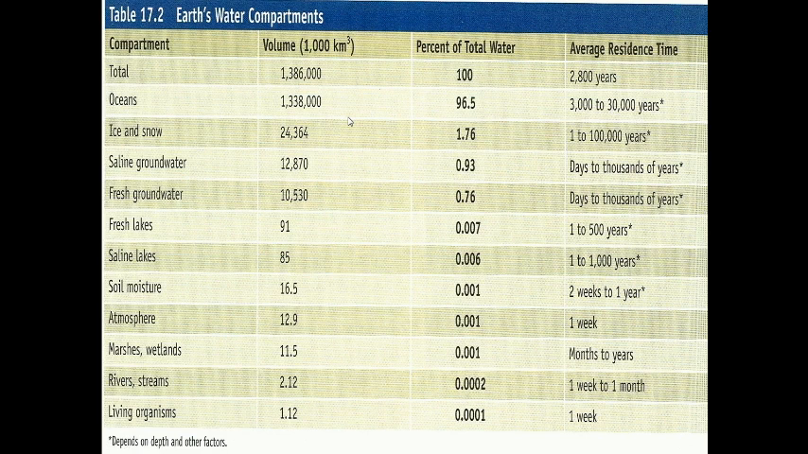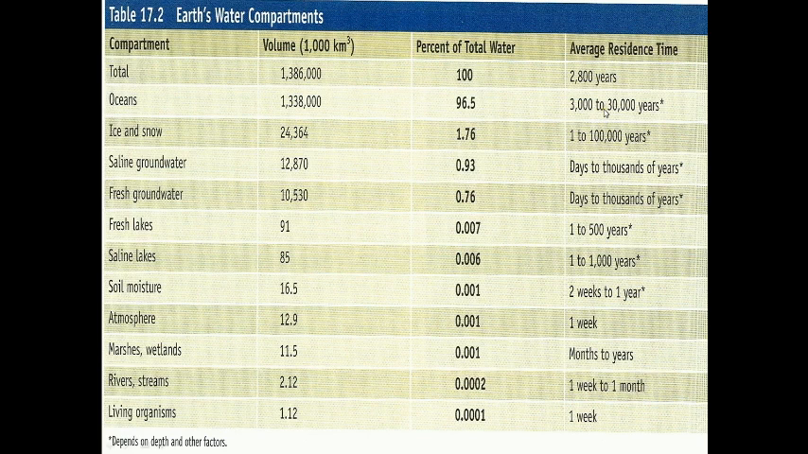The next biggest percentage is ice and snow. So these are our glaciers and permanent snowpacks at 1.76%. Right? We then have salinated groundwater, fresh groundwater, lakes, salinated lakes, moisture in the soil, atmosphere, and so on down. And depending on where it is determines how long it on average spends there.